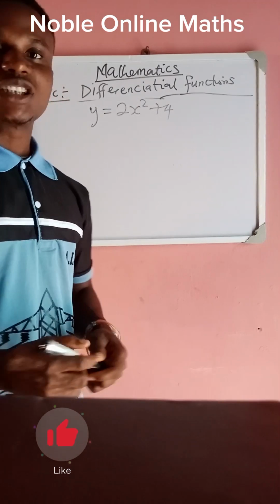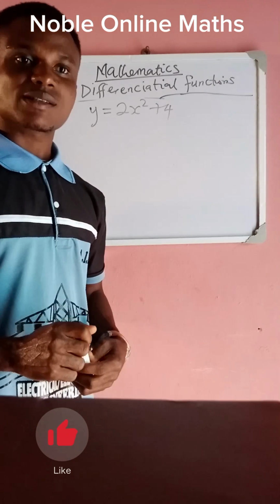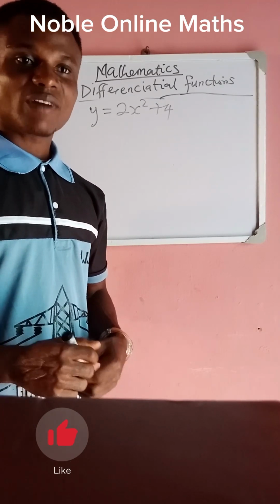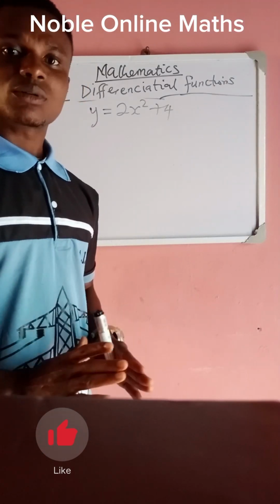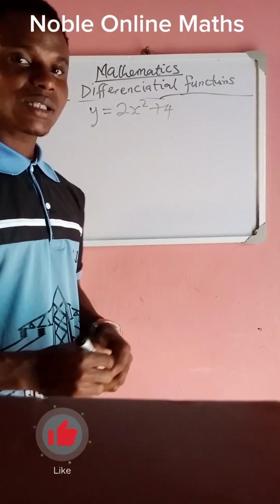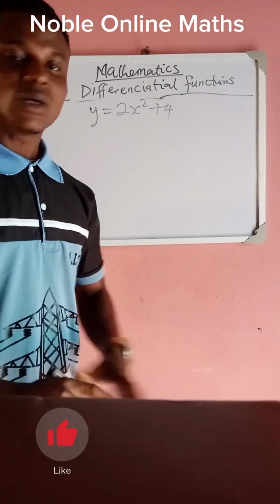Is to take the limit as the change in x tends to 0. You limit the change in x for us to get the final answer. You limit the change that occurred in x to what? 0. That is, limit change in x tends to 0. Then you solve and you get your final answer.